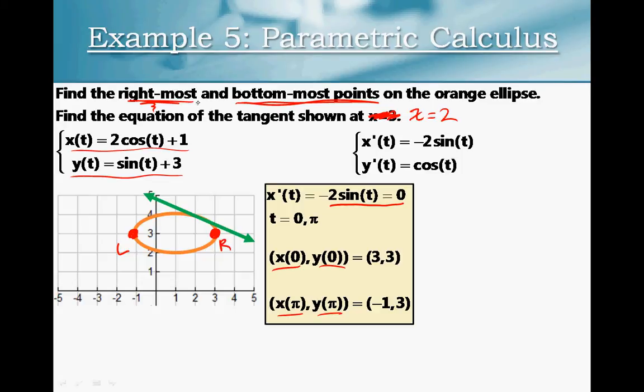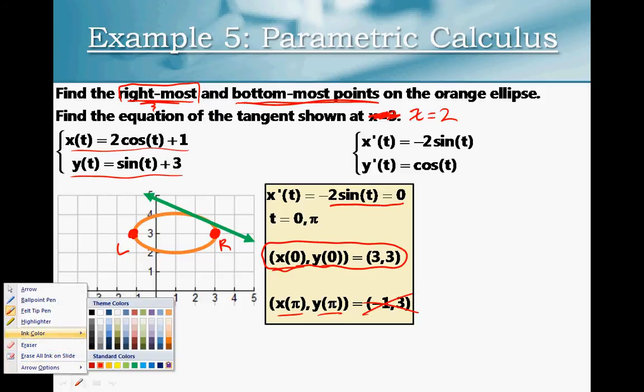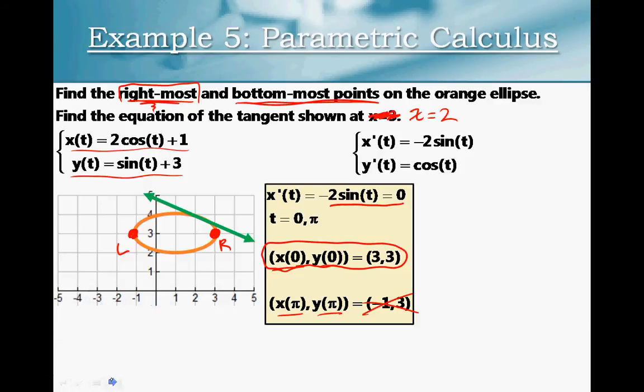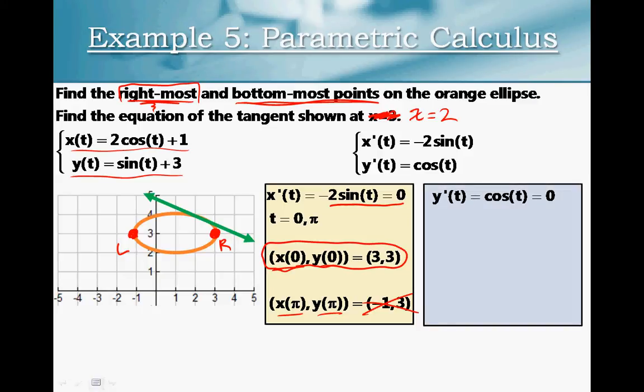Now we were asked for the rightmost point, so once we've tested our critical values in the original function, we see that the rightmost point is right here, 3, 3, and negative 1, 3 is not the rightmost point. In a similar vein, to get the bottommost point, all we really need to do is minimize y of t. That involves taking y prime of t, which turns out to just be the cosine of t. We're setting it equal to 0.